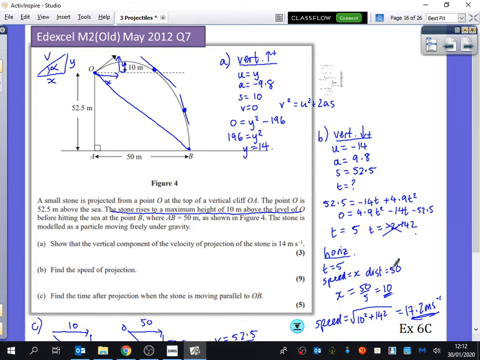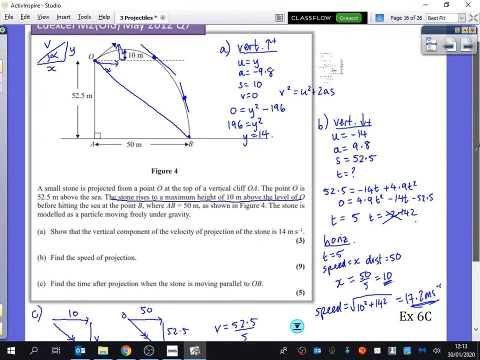Horizontally, using speed equals distance over time, I found out that the speed it was traveling at horizontally was 10. So it was 10 across and 14 up. Just do Pythagoras to take those two separate speeds and put them back together as 17.2. But this is where the question got interesting, in part C.